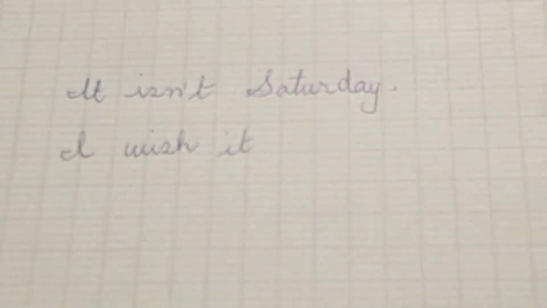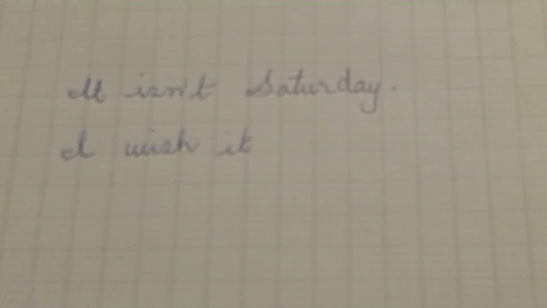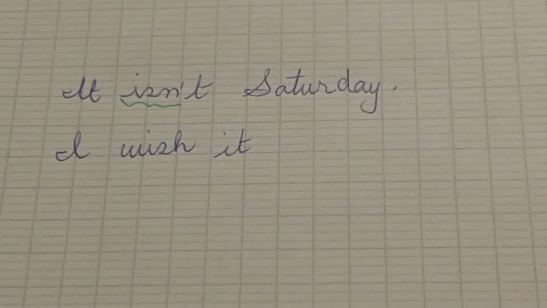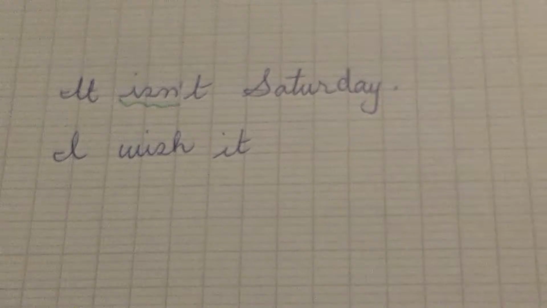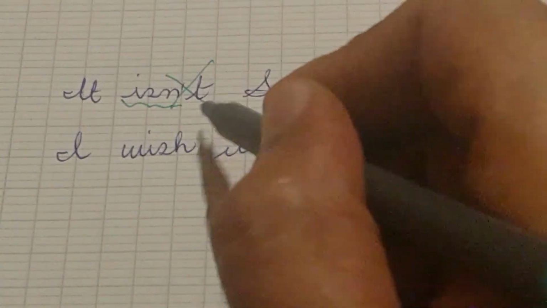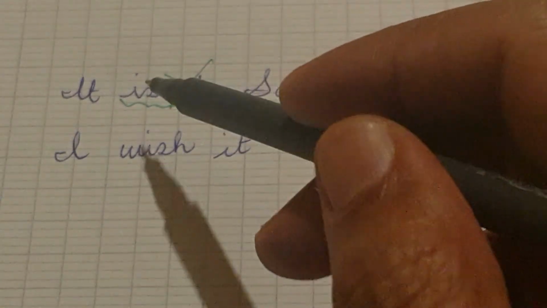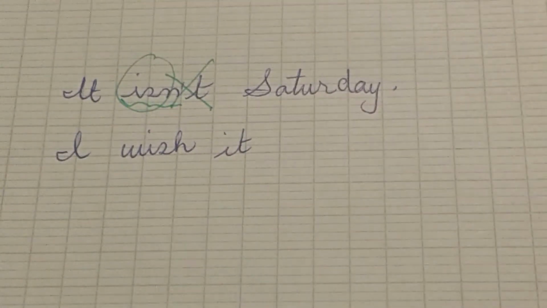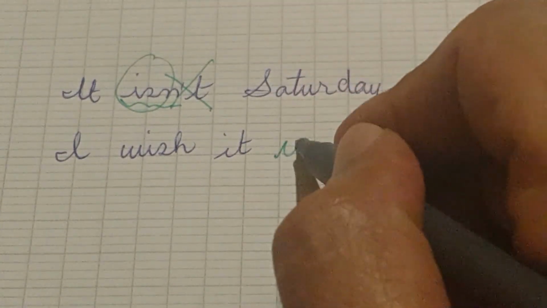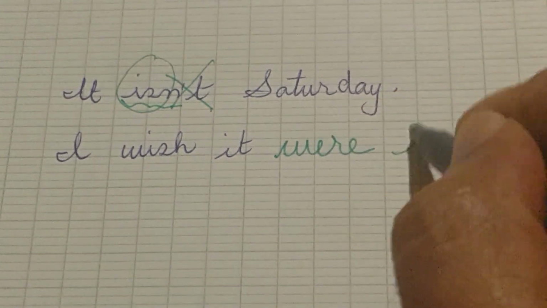Okay, then we have one more. It isn't Saturday. I wish it, etc. So the verb is. We're going to work on a wish about the present, contrary to fact, so cancel not. We can't cancel is. We cancel do, does, or did because we add them to make negative. So here the verb we're going to work on is the verb is with a wish about the present. That is, I need to use the past. I wish it were Saturday.